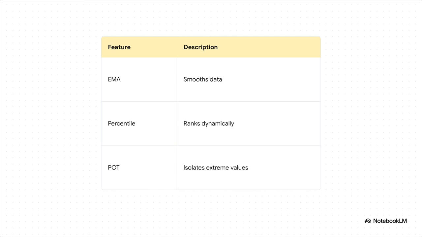First up is EMA smoothing, or exponential moving average. This essentially applies a filter to smooth out all those noisy, everyday fluctuations in the data so we can actually see the true underlying trend. Second, we've got percentile thresholding. So instead of using a rigid, static number, this flags errors dynamically based on percentile rankings, adapting on the fly to the data's unique distribution. And third is POT thresholding, which stands for peaks over threshold. This is a super advanced technique specifically designed to isolate and flag extreme outlier values based on extreme value theory. By combining these three methods, the model drastically refines the signal. No more false alarms.